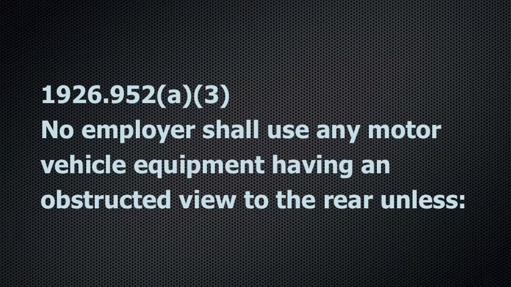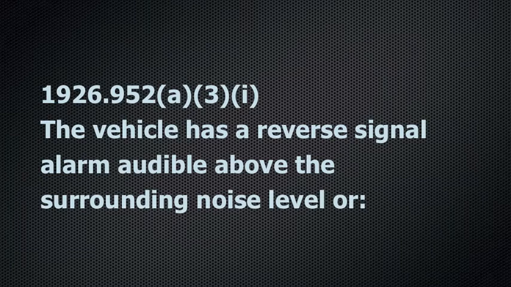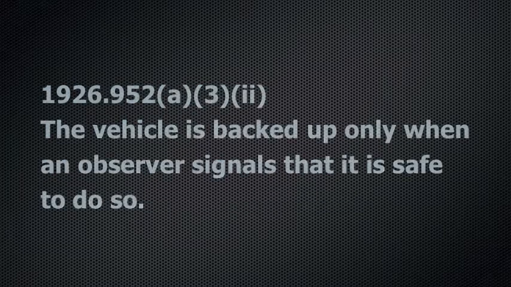Section A3. No employer shall use any motor vehicle equipment having an obstructed view to the rear unless these requirements are met. The employer must meet one of two requirements. The first requirement is Section A3.1. The vehicle has a reverse signal alarm audible over the surrounding noise level, or it must meet the second requirement. The second requirement is found in Section A3.2. The vehicle is backed up only when an observer signals that it is safe to do so.